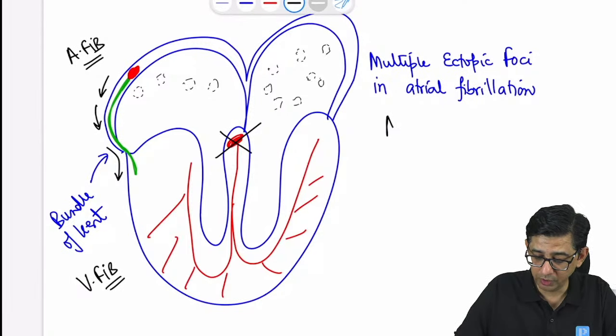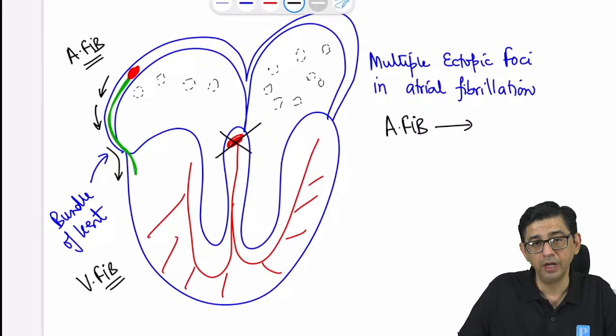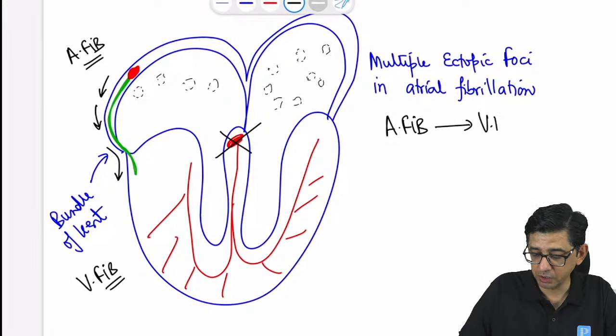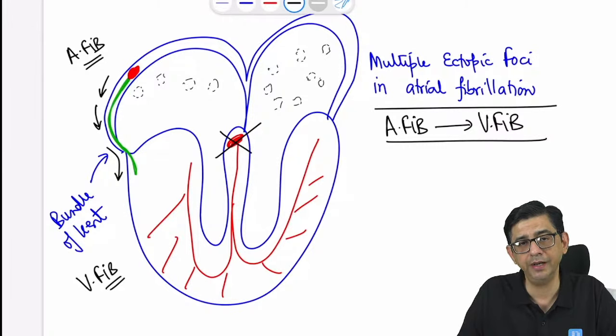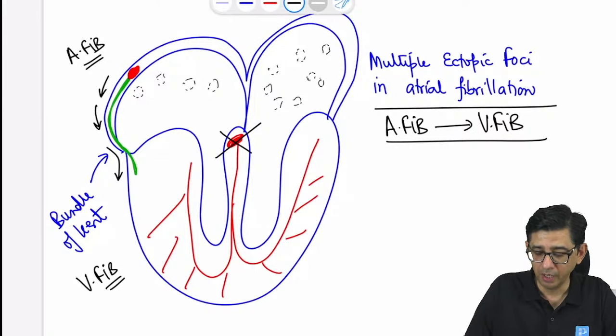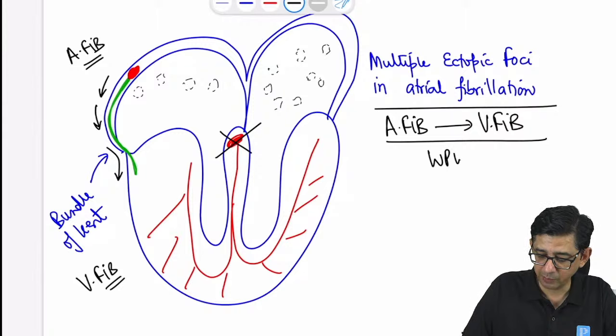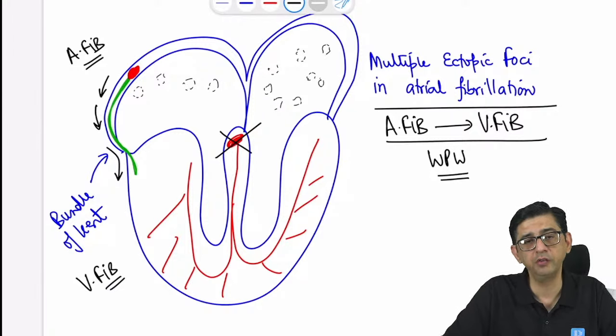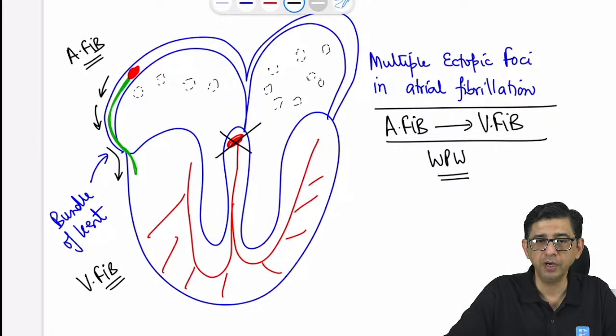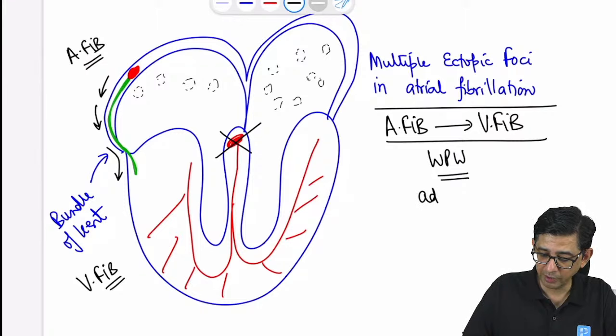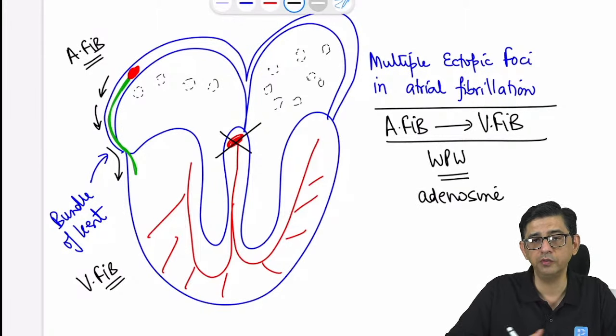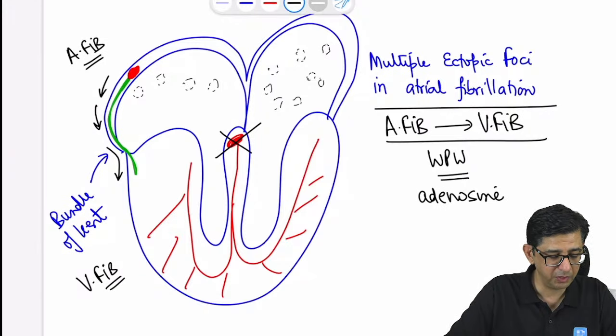The only scenario I taught where atrial fibrillation can contribute to conversion into ventricular fibrillation. The only scenario where atrial fibrillation can degenerate into ventricular fibrillation is where a person is having a bypass tract in the heart, that is Wolff-Parkinson-White syndrome. So if we are going to introduce a high grade AV block at the level of the AV node by giving adenosine, then this conduction can become the same.